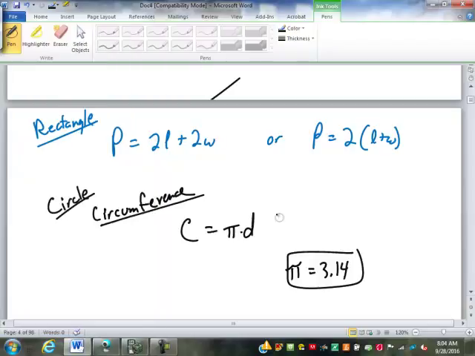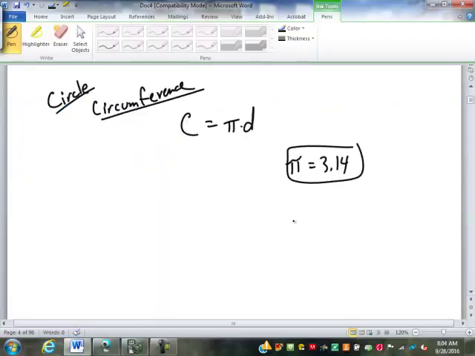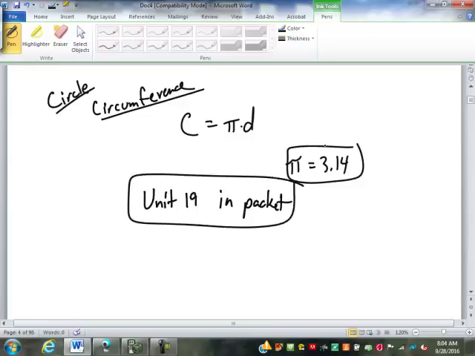Okay, so for homework for tomorrow, we are still in that packet. Unit 19 in the packet. I just wanted to take today to clean up some of the things that we hadn't covered real well yet.